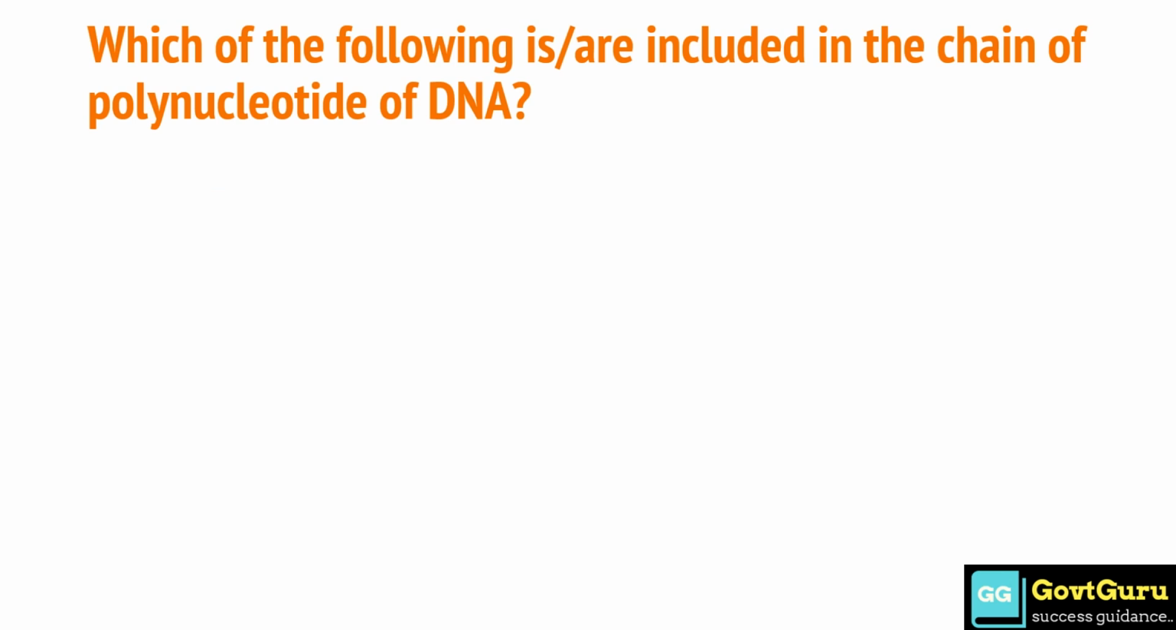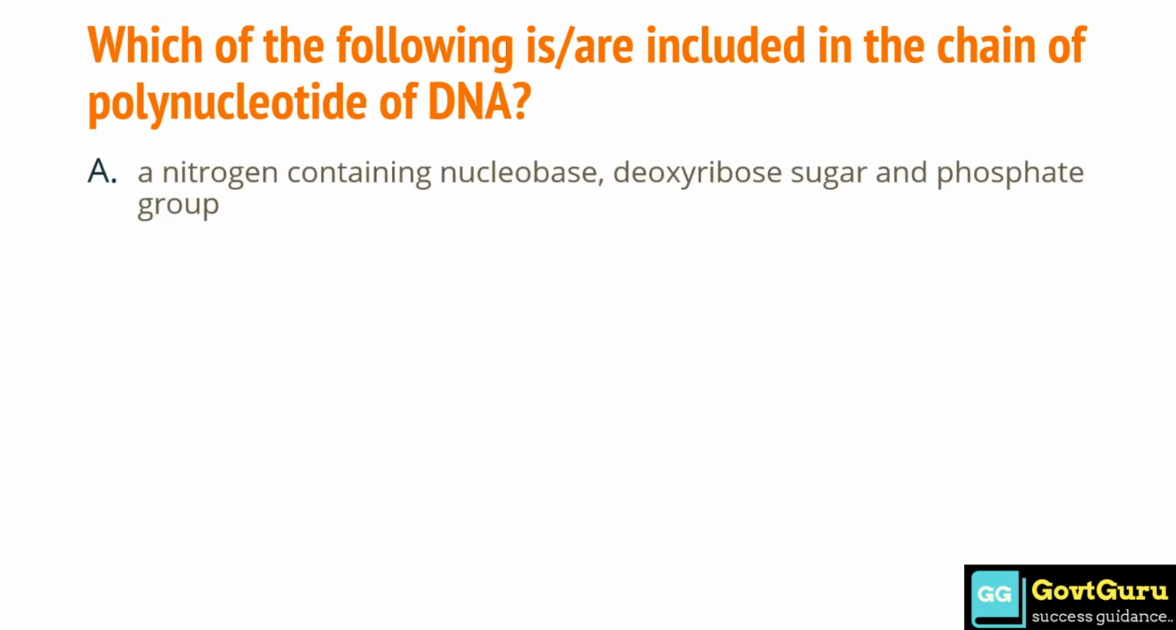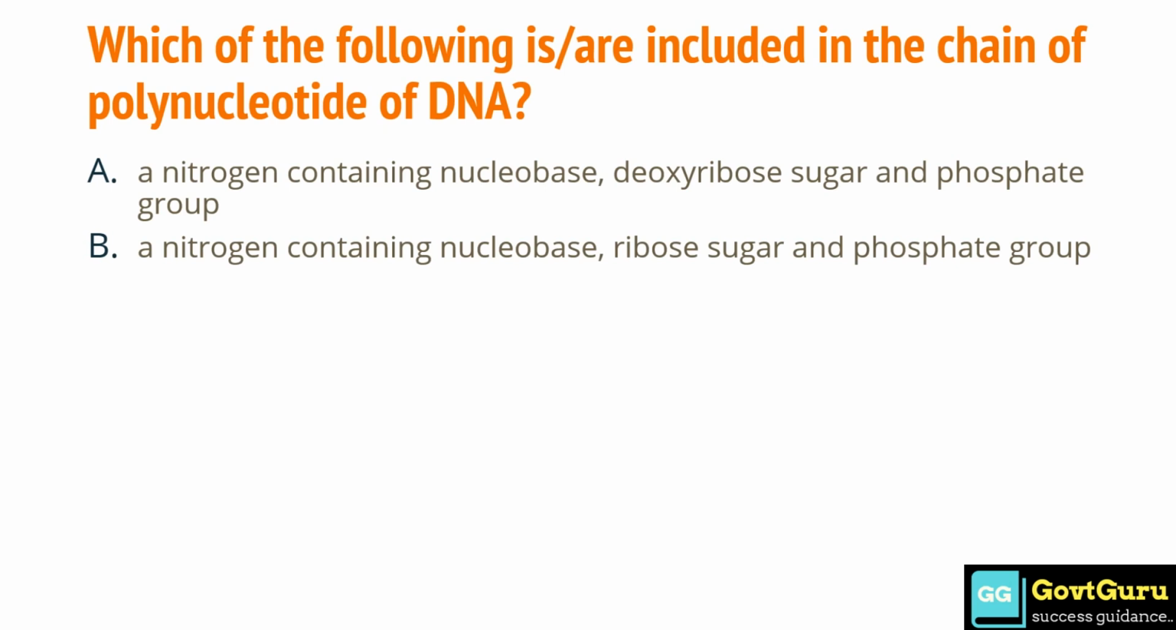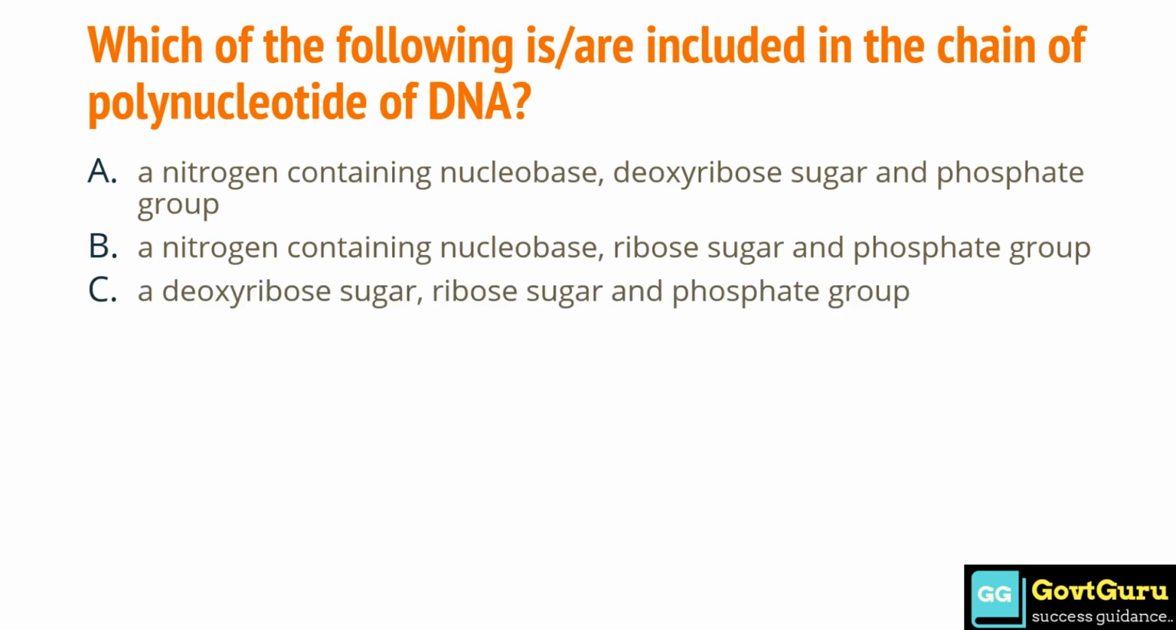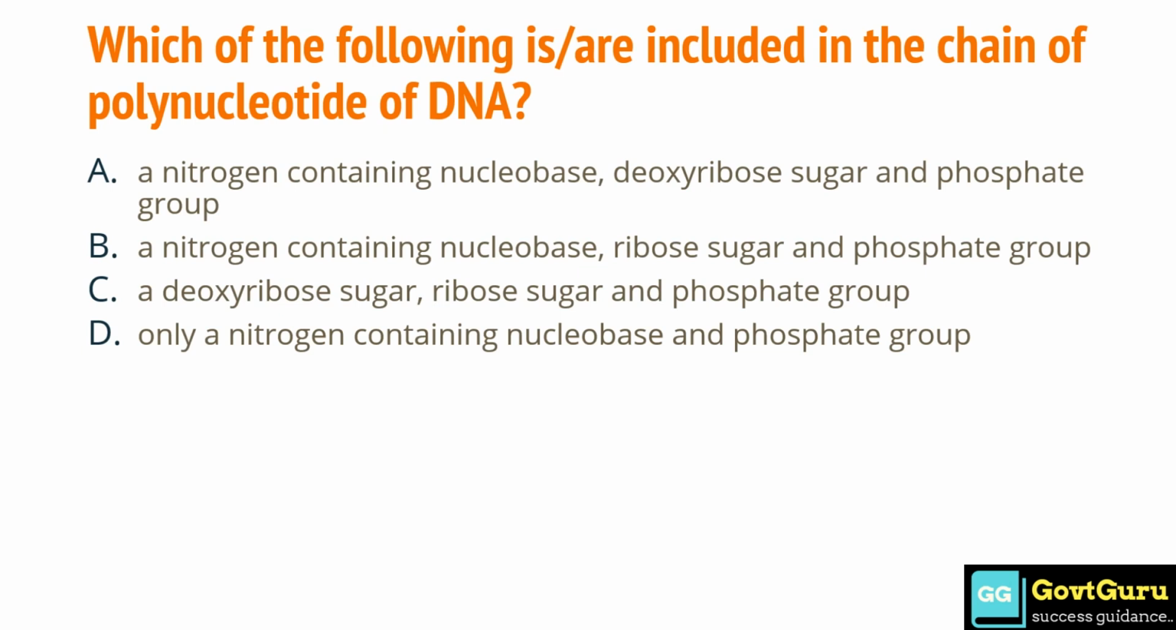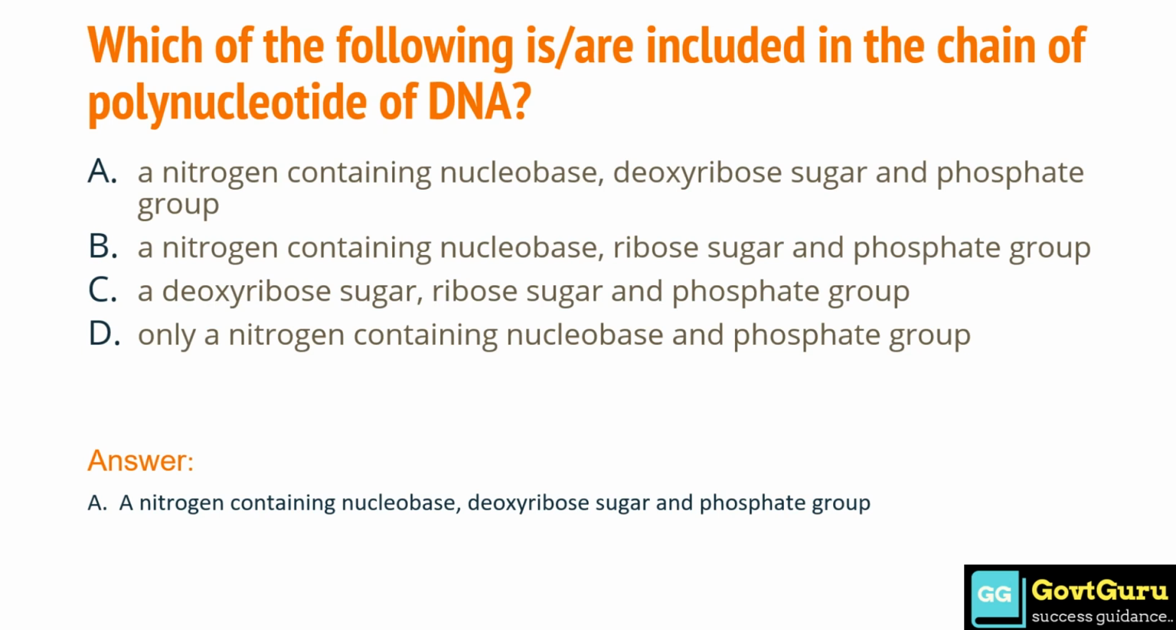Which of the following are included in the chain of polynucleotide of DNA? Option A nitrogen containing nucleobase, deoxyribose sugar and phosphate group, option B a nitrogen containing nucleobase, ribose sugar and phosphate group, option C a deoxyribose sugar, ribose sugar and phosphate group, and option D only a nitrogen containing nucleobase and phosphate group. So the correct answer is option A nitrogen containing nucleobase and deoxyribose sugar and phosphate group.